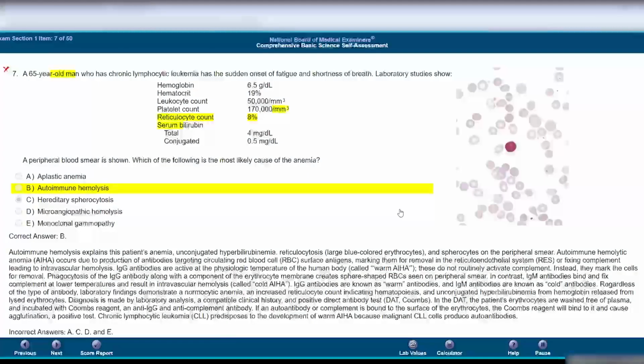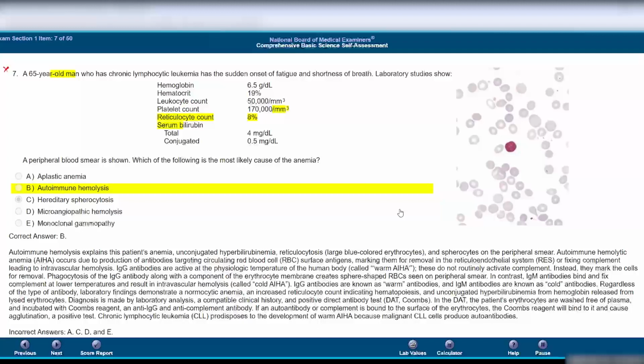All right, this one here. I looked at this one and immediately my eyes were drawn to the picture at first, to see if I can even just recognize it. But yeah, I looked at this and I said, which of the following is the most likely cause of the anemia? And I read the answers. A 65-year-old man with CLL, and he has sudden onset fatigue and shortness of breath. So that was big to me. And then he has anemia. I think it's low for hematocrit.